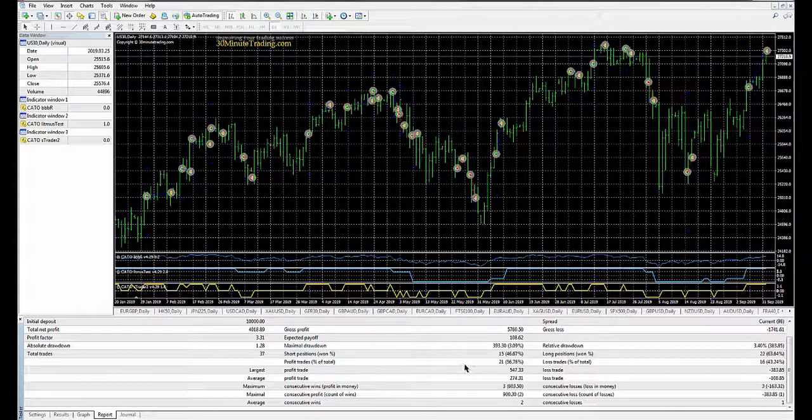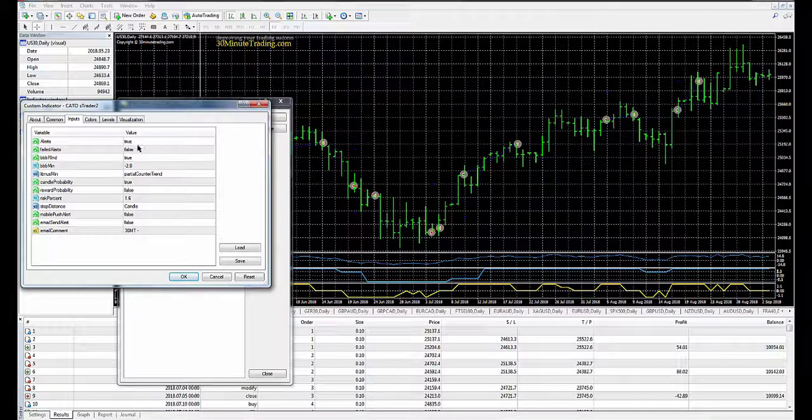Taking you through it, there were 21 profit trades. That was 56.76%. And the largest profit trade here was 547. The largest loss trade was 383. The average profit trade was 274. The average loss trade was 108. So that's where the money comes from, because the loss trades were smaller.